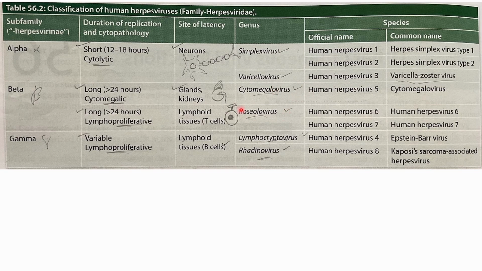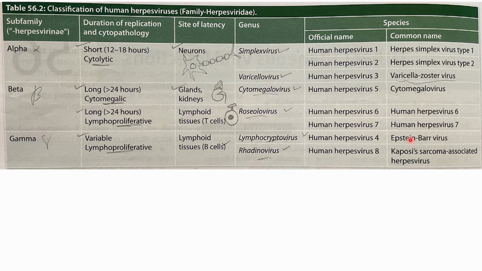And then we have the roseovirus, human herpes virus 6 and 7. I don't know anything about this. Then we have Epstein-Barr virus, human herpes virus 4. See the numbering: 5 is the cytomegalovirus, 6 is this one, and 7 is this one. But human herpes virus 4 is the famous Epstein-Barr virus.